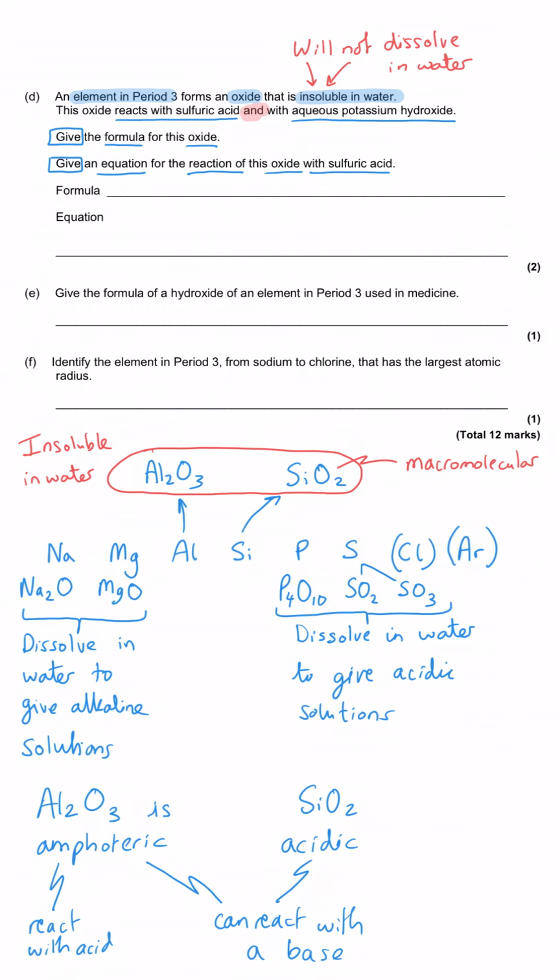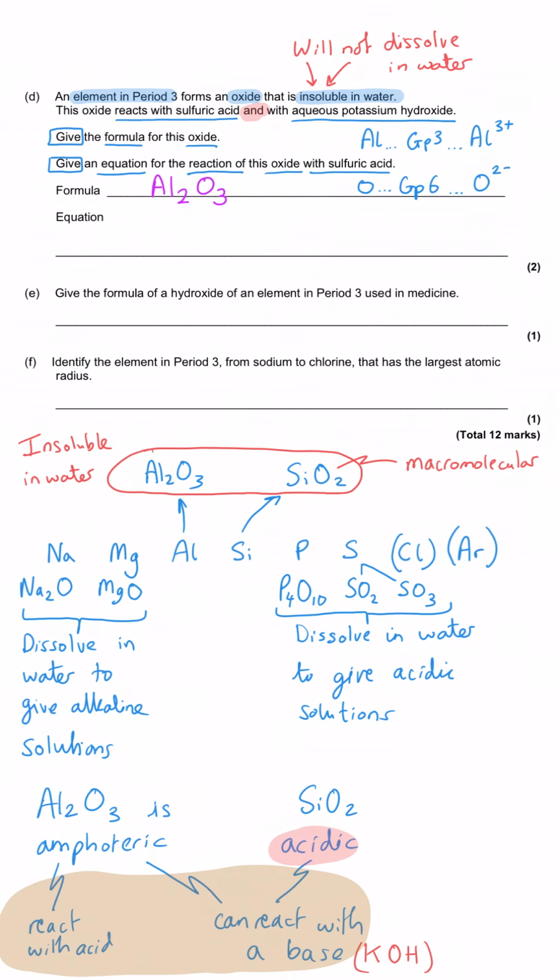Now, silicon dioxide can react as an acid, so it would react with the potassium hydroxide, but only aluminium oxide would be capable of reacting with both. And so aluminium oxide's formula is simply Al2O3. And you can work that out from the position in the periodic table and the ions that aluminium and oxygen must have. The reaction with sulfuric acid is going to be either ionic or just a full formulae equation.